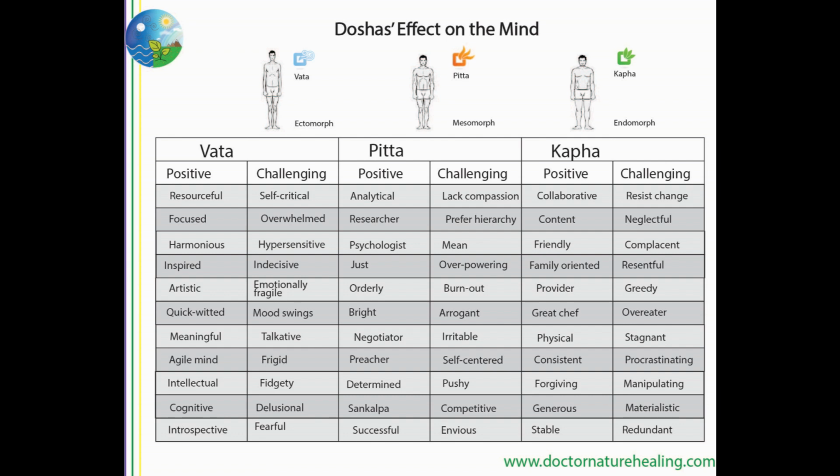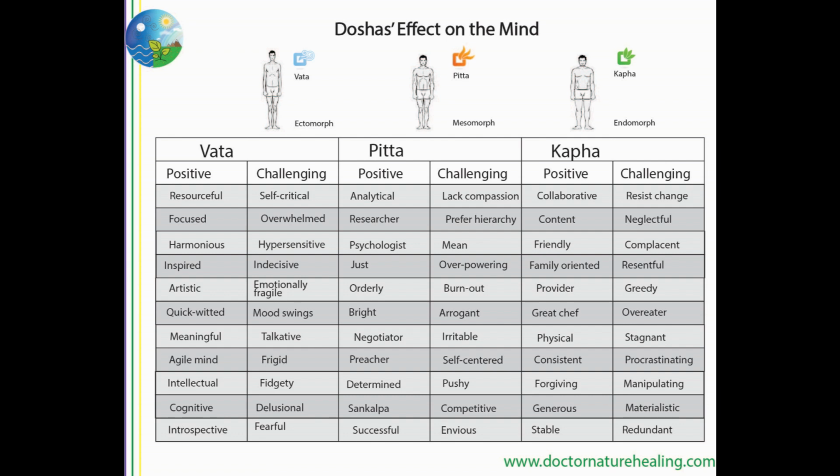Some challenging features for Kapha individual, they resist change, they're neglectful, they may become complacent and resentful, they may be greedy. They may become overeaters, especially when they feel lack of love, because that's what mentally replaces it. They may become stagnant. That means they may retain a lot of toxins. If they are not physical, they don't work out, because that's number one for Kapha individual in their body and in their mind too. They're procrastinating and manipulating. They manipulate because they don't want to move, and they start asking people to do this and that goes on, and may turn into some very bad manipulation.